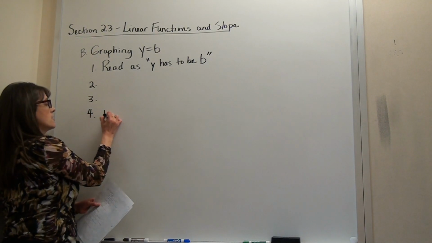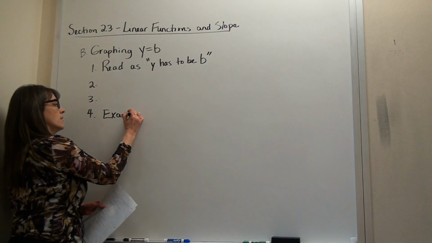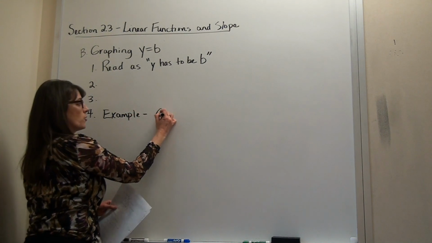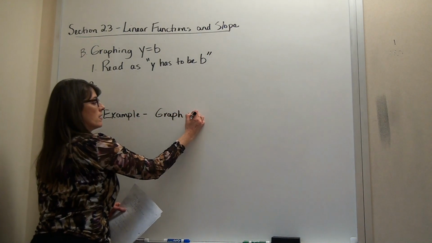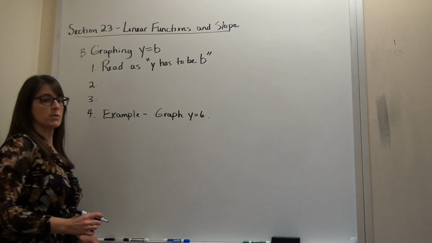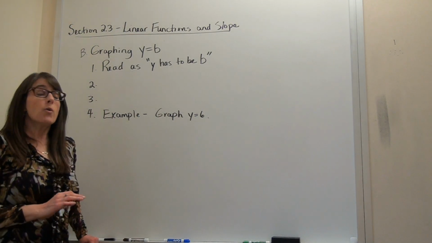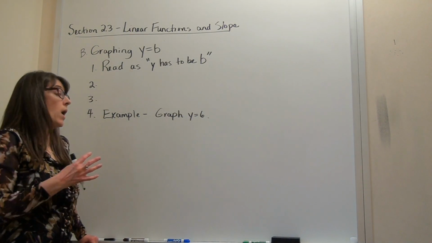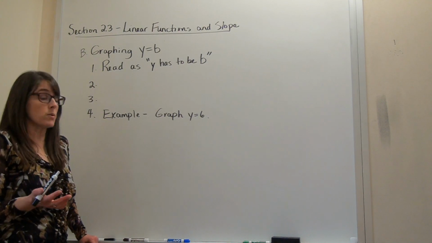So let's take a look at an example here. And in this example, we're going to graph the line that's represented by that equation. Now, we all read that equation. I read it as well as y equals 6. And that is what it is, y equals 6.